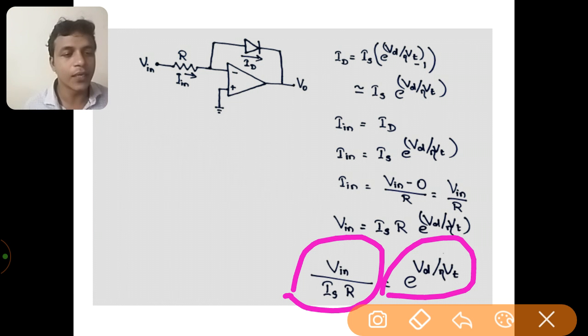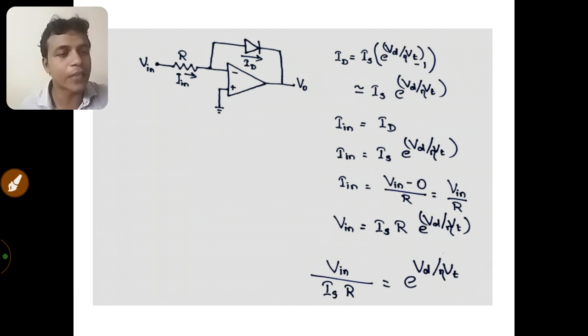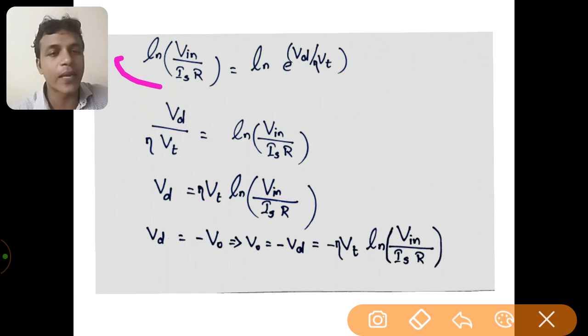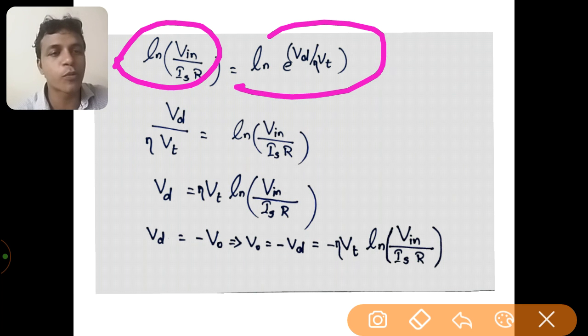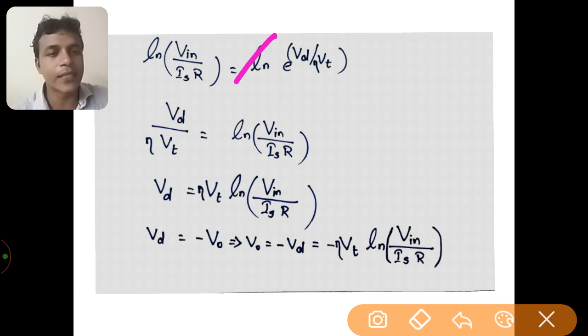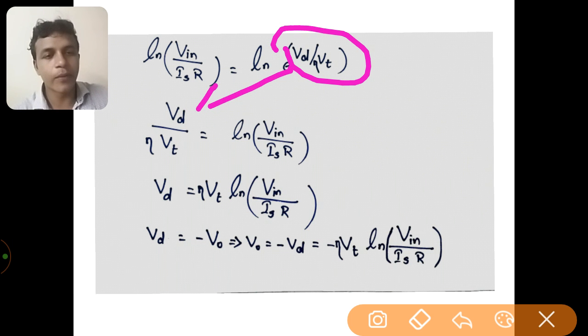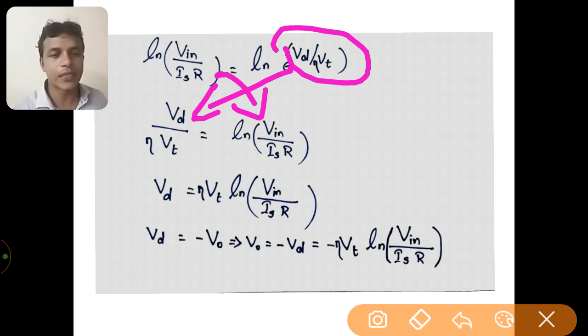Now we have to eradicate this exponent. So what should we do? We have to apply natural logarithm to both sides, left hand side and right hand side. So natural logarithm of V in divided by Is R equals natural logarithm of exponent of Vd divided by eta Vt. Here the natural logarithm and the exponent get cancelled, so only this portion of the equation remains. So Vd divided by eta into Vt equals natural logarithm of V in divided by Is into R.